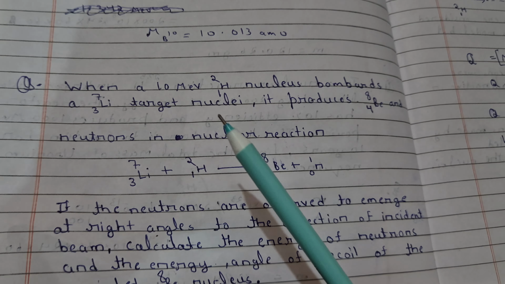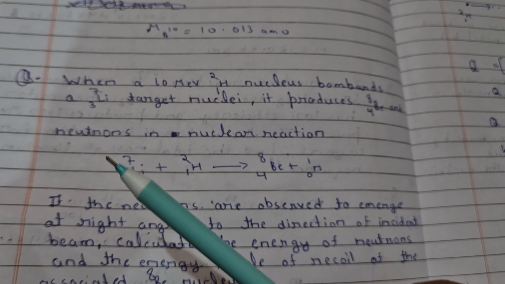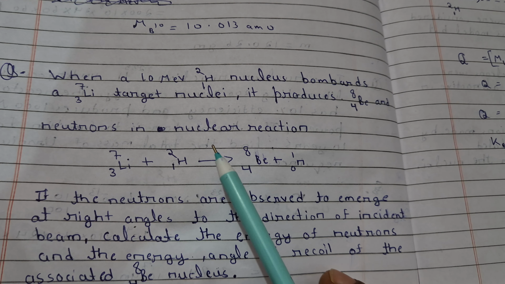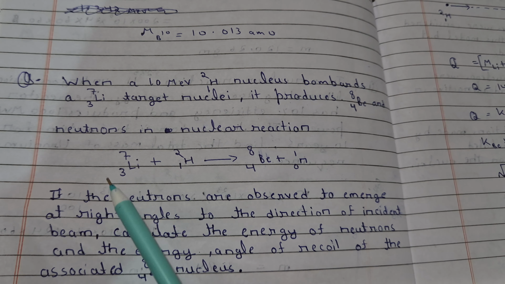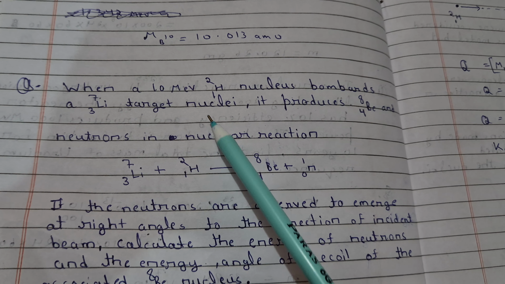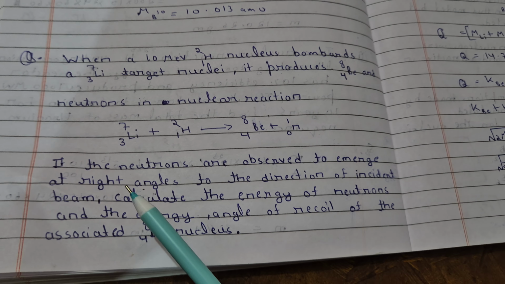Next question is, when a 10 mega electron volt 1H2 nucleus bombards a 3Li7 target nucleus, it produces a 4Be8 and a neutron in a nuclear reaction. This reaction occurs when the kinetic energy of the hydrogen or the deuterium is given, that is 10 mega electron volt. What do we need to find?